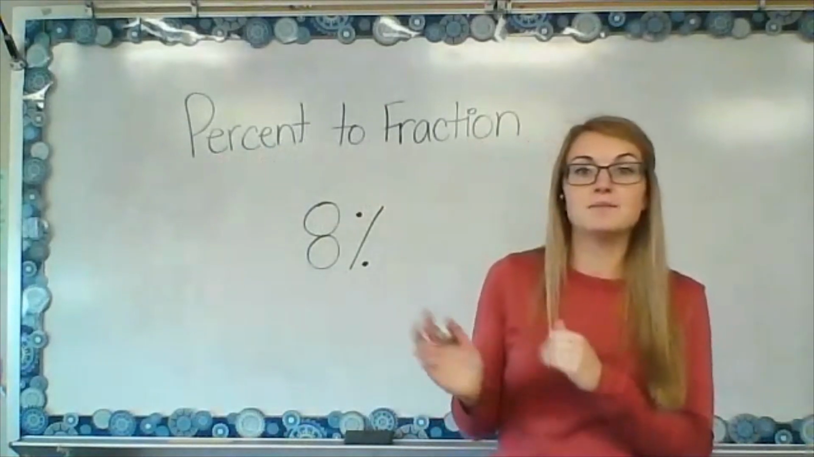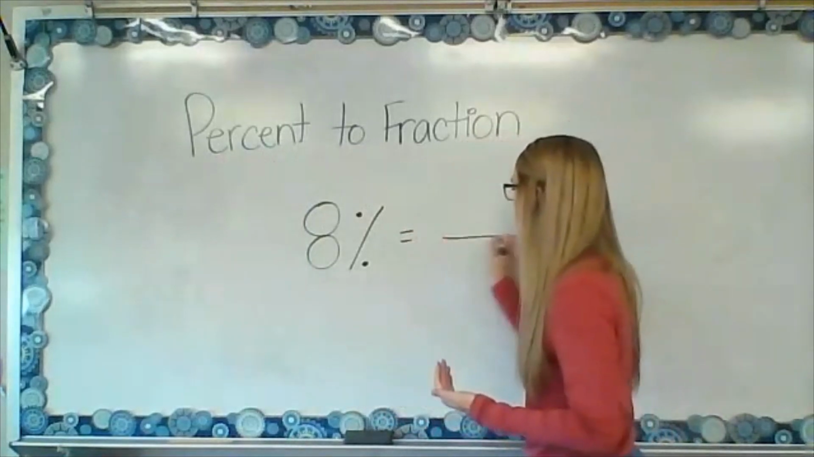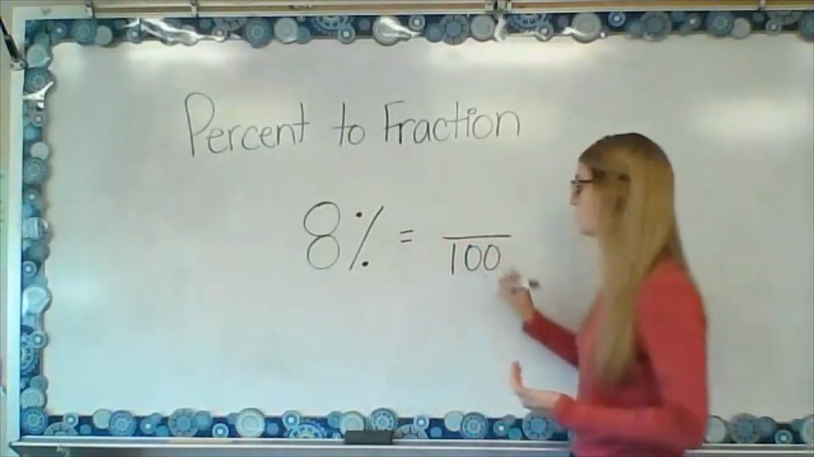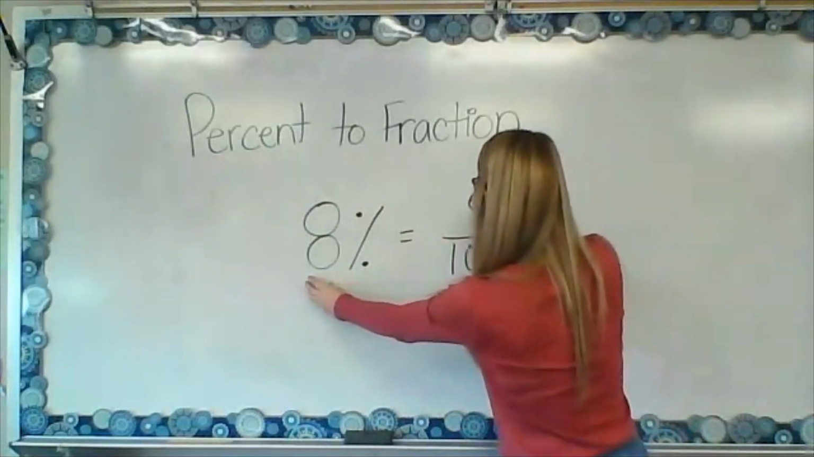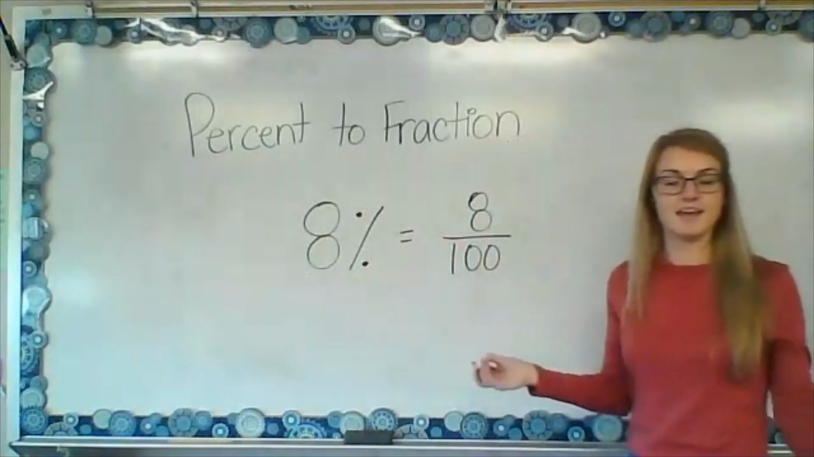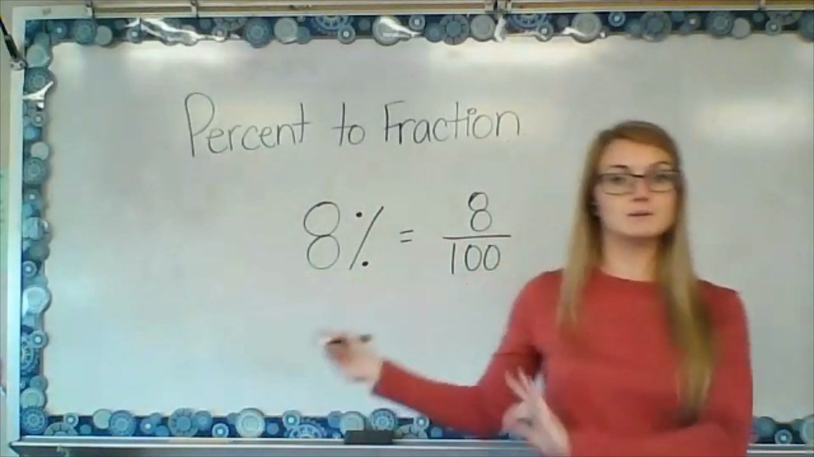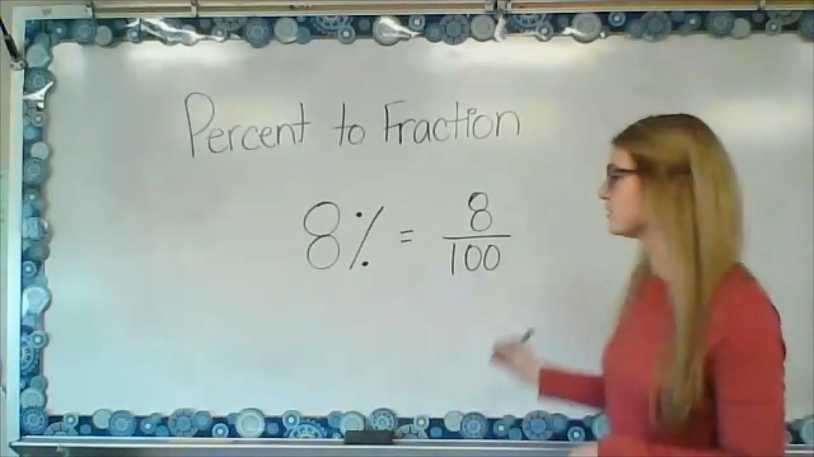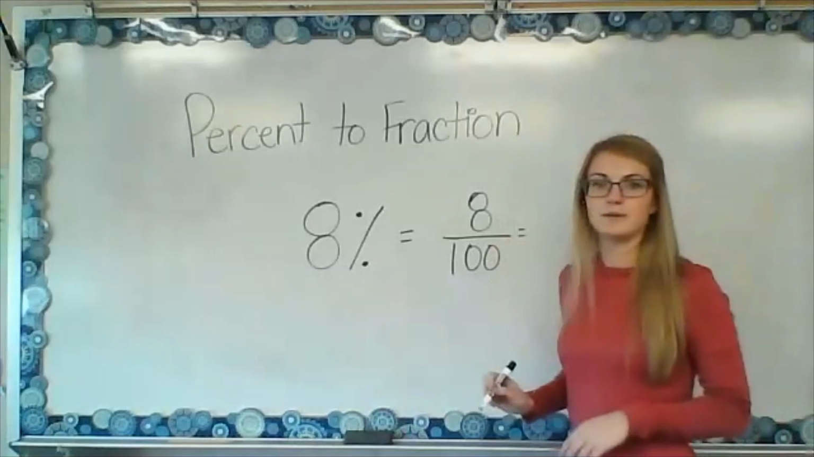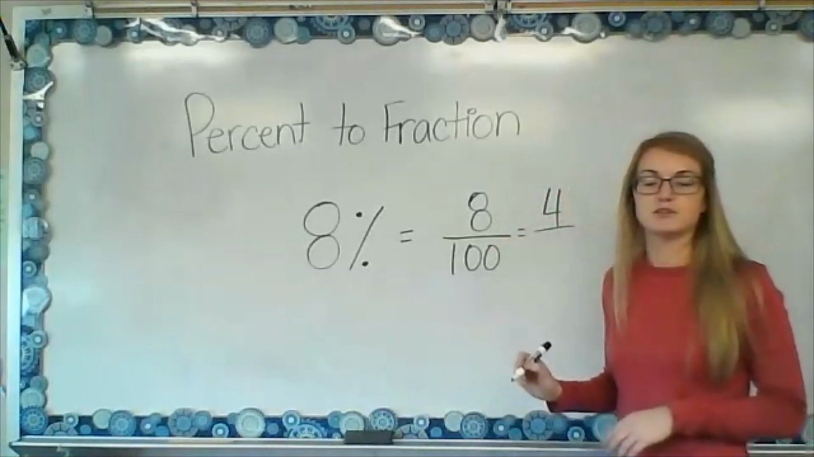Now remember, percent means out of 100. So how do I put this into a fraction? I just put it over 100. I take the number and put it over 100. Just like that. 8/100ths. Is that in simplest form? What goes into both of those? They're even. So we might as well put 2 into both of those, right? What's 8 divided by 2? 4. What's 100 divided by 2?